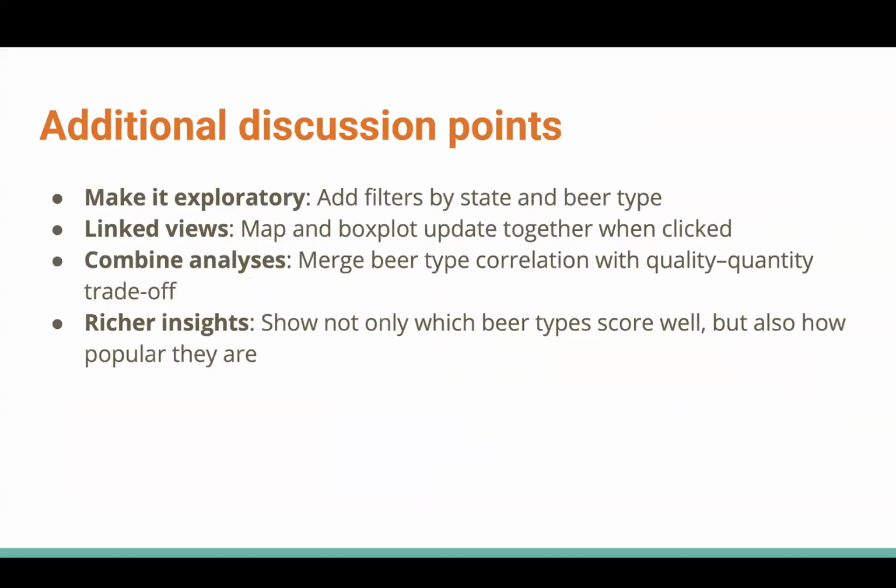Looking forward, we think our solution could be more exploratory, for example, letting readers filter by states or beer type and linking the map with the box plot so one chart updates when you click another. Another idea is to combine our beer type analysis with their quality versus quantity scatter plots. That way, we could show not just which types score well, but also how popular they are in terms of quantity. Well, that's all for my video, and thanks for listening.